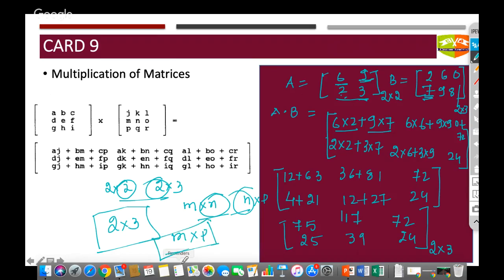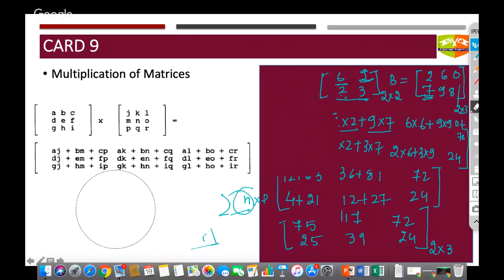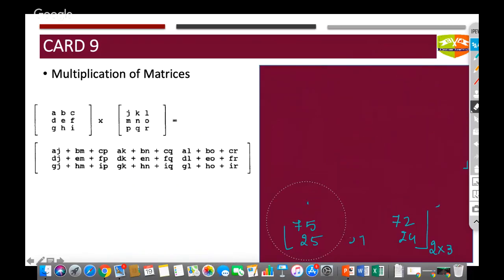So it can easily be asked to you, I can give you a question that M into N and N into P kind of matrices are getting multiplied. What would be the order of the resultant matrix? You should write M into P. So a 1 mark question can be there on this particular concept. So I have shown you how multiplication is done. Now I'll take a few properties of multiplication. So let me take a few properties of multiplication.